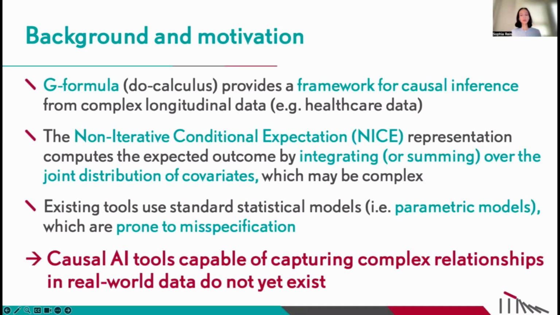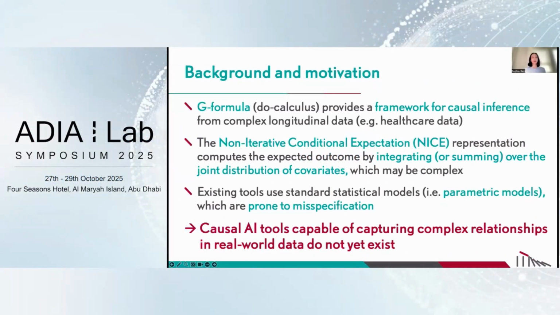And the method has been widely used, but existing tools typically use standard parametric models to model these complex relationships in the data. But these parametric models are prone to misspecification, especially when the covariates exhibit the complex long-range dependencies that are common in real-world data. And causal AI tools that are capable of capturing complex relationships in real-world data do not yet exist.